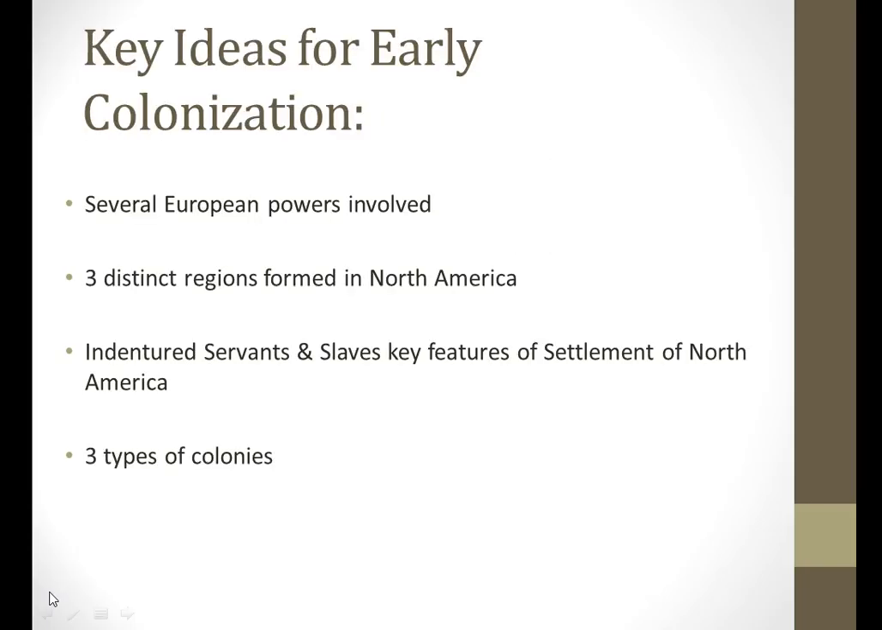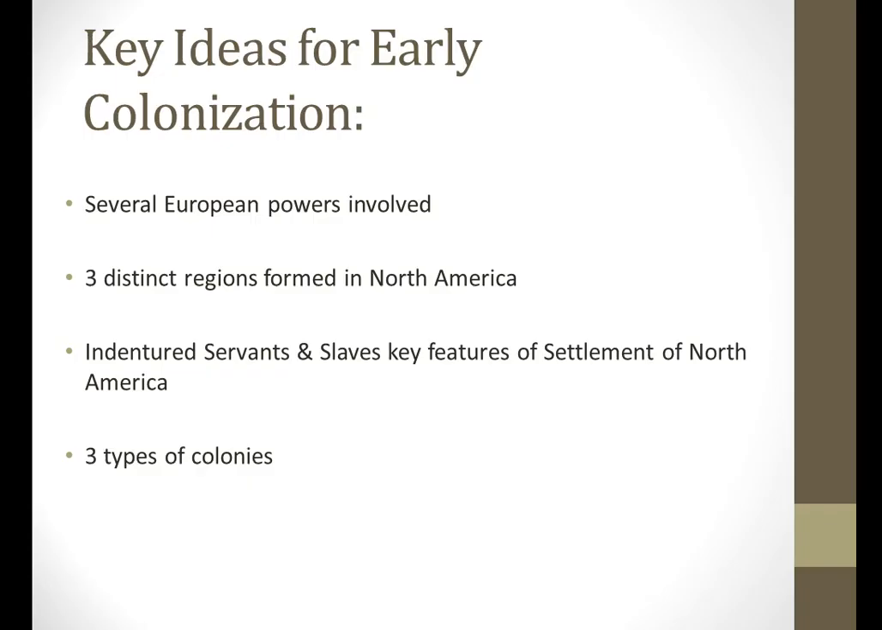All right, so some key ideas for early colonization. Number one, there are several European powers involved. We're going to talk about all of them, but the two most important ones for American history, or for United States history, are going to be Spain and England. Now, the Dutch are involved, the French are involved, you've got a lot of different people involved, but Spain and England are the ones you want to pay the closest attention to.